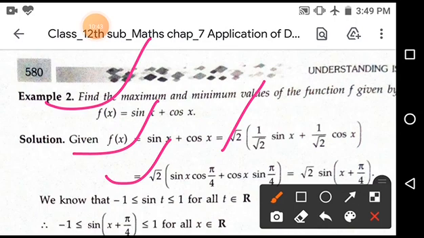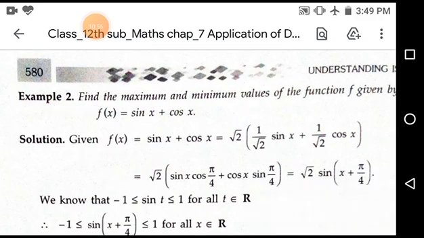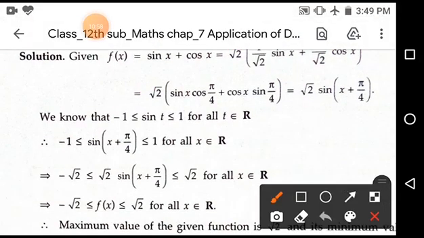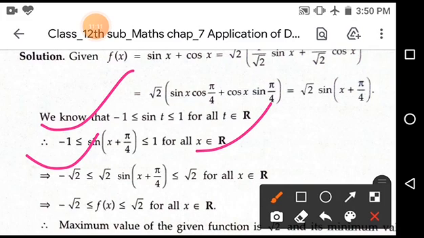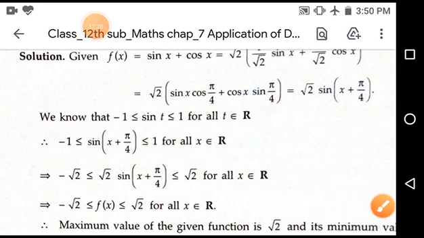So put this value, we can write it as root 2 in bracket sin in bracket x plus pi by 4. Now we know that the value of sin t always lies between minus 1 to plus 1. So it means that we can write minus 1 is less than or equal to sin in bracket x plus pi by 4 is less than or equal to 1 for all real values. So we can see that here minus root 2 is the minimum value and plus root 2 is the maximum value of the function.